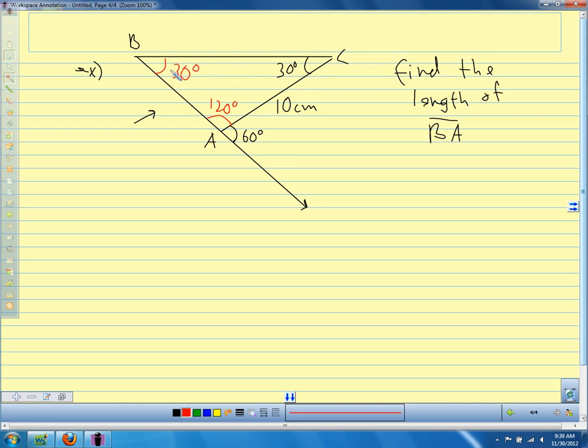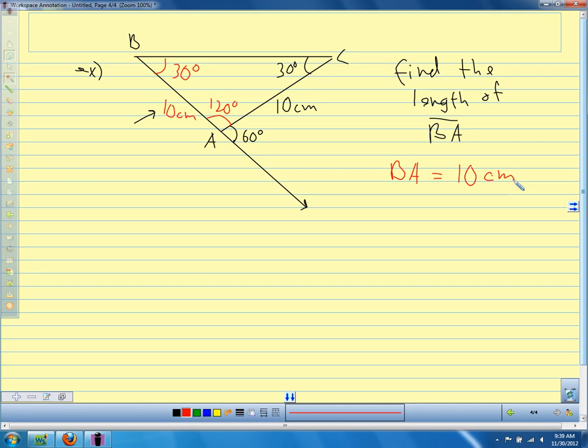These two angles are the same. So what does it tell us about these two sides? They have to be the same because that makes it an isosceles triangle. So that side would be 10 centimeters also. So segment BA is 10 centimeters.